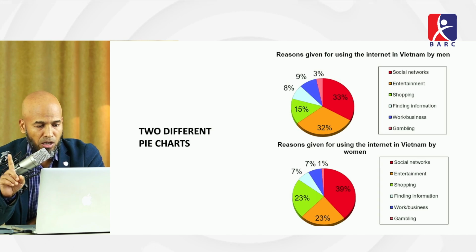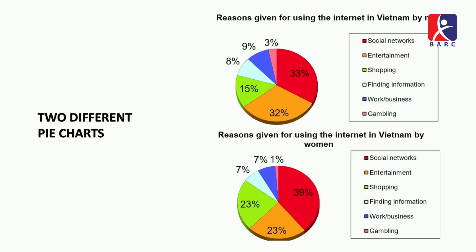If you see the heading on the top, it shows reasons given for using the internet in Vietnam by men. And there is another heading for the other pie chart. It shows reasons given for using the internet in Vietnam by women. I'm not diving into the technical aspects because you might consider them too technical. I'm just giving you a very basic idea of what we understand by watching them. So don't worry, it's coming.